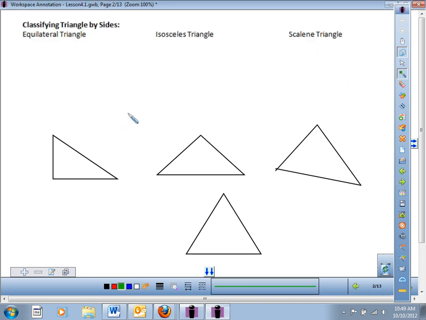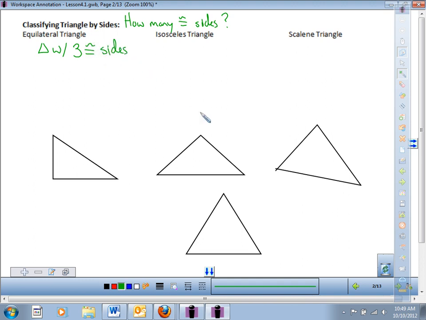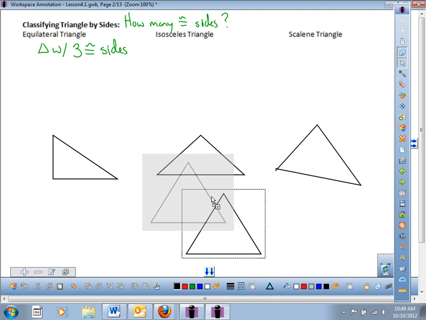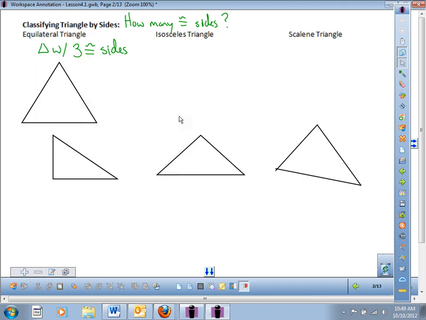Okay, let's classify triangles by their sides. When we say by sides, we're saying how many congruent sides we have, and that's how we classify by sides. If we look at an equilateral triangle, what is an equilateral triangle? It is a triangle with three congruent sides. If we look down here, I have a set of triangles. What triangle in this drawing looks like it has three congruent sides? Well, to me, this one would be an equilateral triangle.